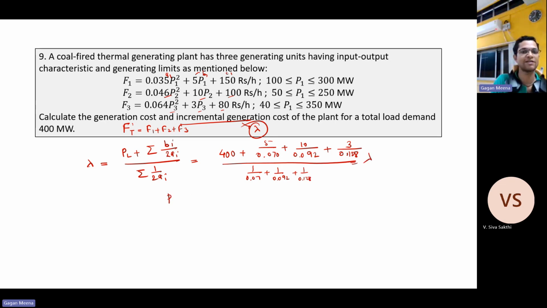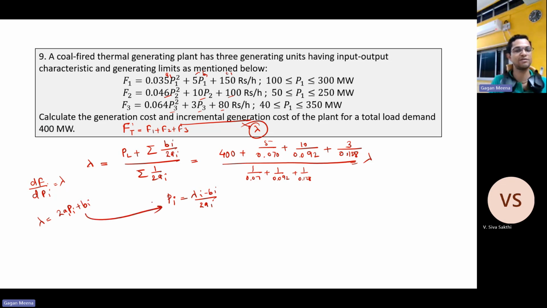Once you get lambda, you can calculate power Pi equals lambda minus Bi divided by 2Ai, because we know that the incremental cost curve for each generator is equal to lambda, which is equal to 2Ai Pi plus Bi. So from here we can calculate Pi as (lambda minus Bi) by 2Ai. Once we calculate this, we need to check what P1, P2, P3 we are getting. Are they within their limits?